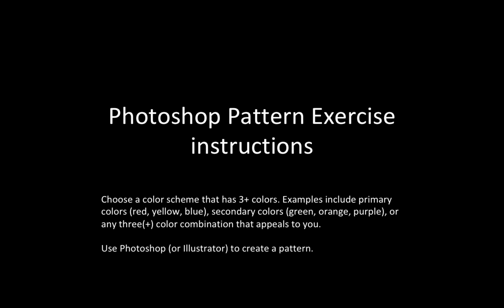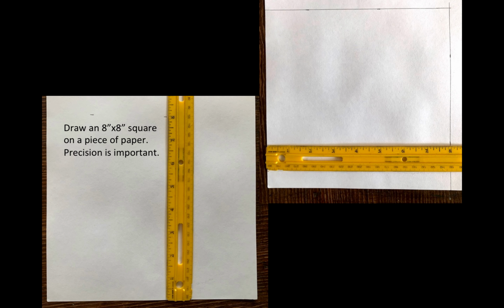And we're going to use Photoshop to create a pattern. So here's how it's going to work. First thing you're going to do is draw an 8x8 square on a piece of paper. Precision is going to be helpful, so the more precise you are now, the easier this will be when you move on to later steps.